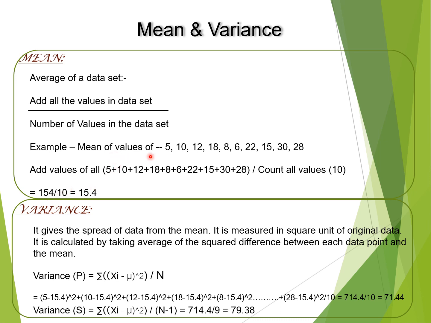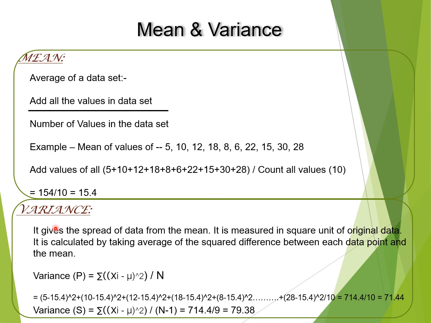The number of values, if you count them, is 1, 2, 3, 4, 5, 6, 7, 8, 9, 10. So the count of all values is 10. The addition is 154, the count is 10. When we divide 154 by 10, it is 15.4. That means the average, or the mean, of this data set is 15.4. Simple. Next term is variance.